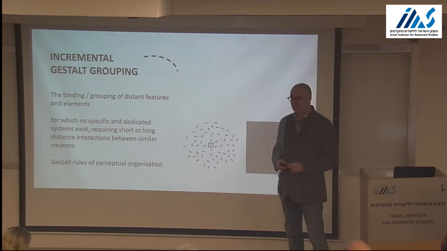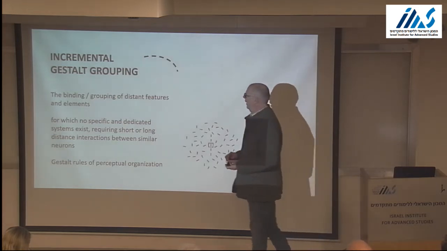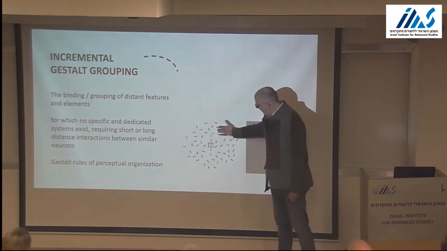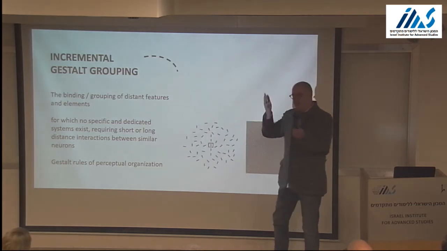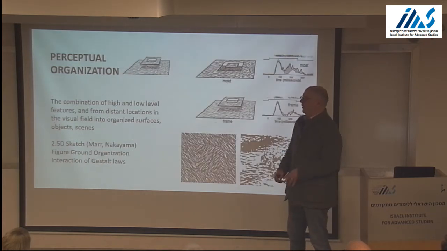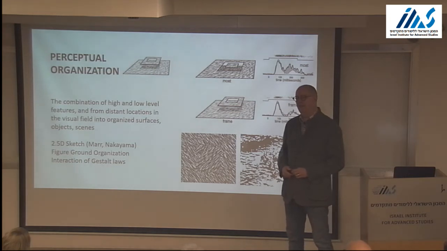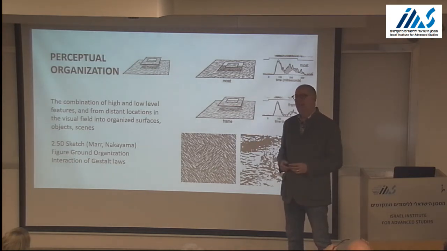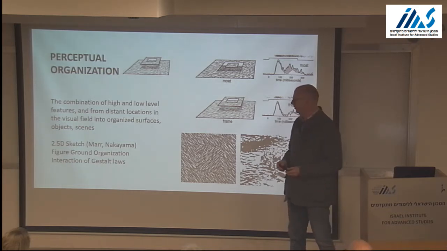Gestalt laws of organization, showing, for example, that you have the tendency to group these line segments into a single object, a single line, because they are collinear, because they have the same orientation, stuff like that. And then, you might say, at the pinnacle of all this, you have a complete interpretation of the scene as a whole. This is what we call perceptual organization.